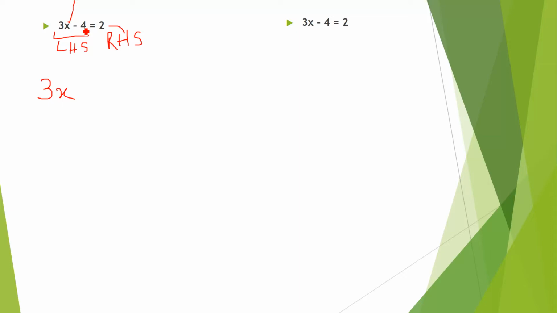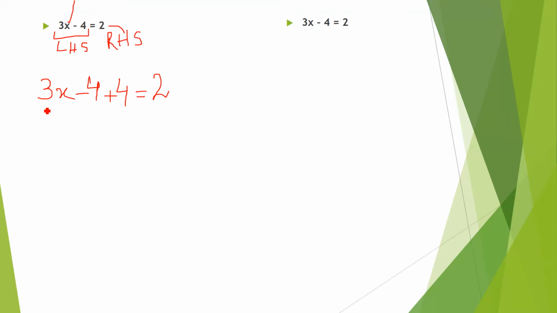What is the way we can get rid of this minus 4? In algebra, you should be very careful about signs. This is negative 4, and what is the opposite of negative 4? Plus 4. If it is negative, you have to make it positive. If it is positive, you have to make it negative. So equal to 2 will remain the same on the right hand side.